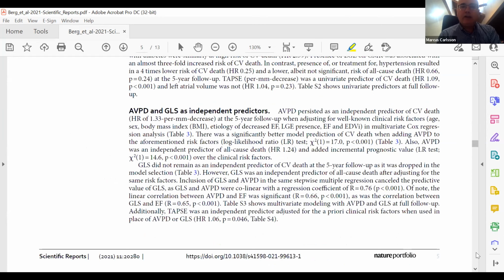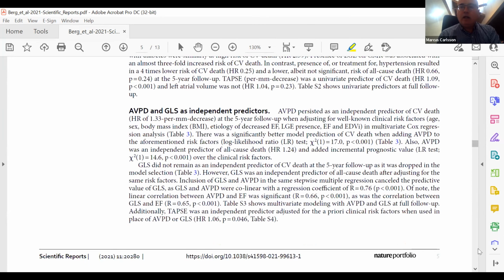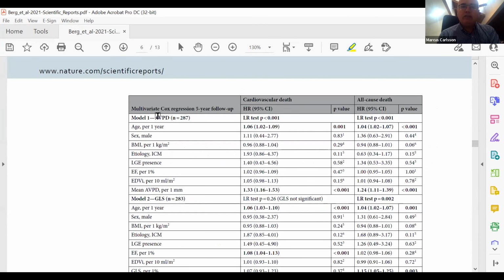I'll skip the univariate predictors and jump right into the multivariate model here. So we studied AVPD and GLS in two separate models because there was a very high correlation between GLS and AVPD. So it would be very hard to interpret AVPD and GLS in the same model.